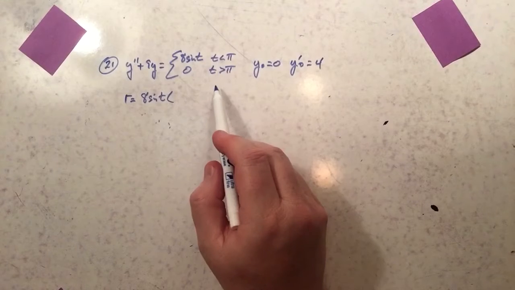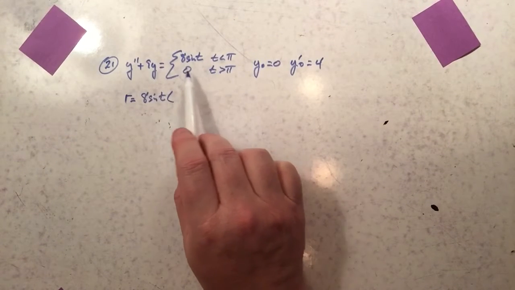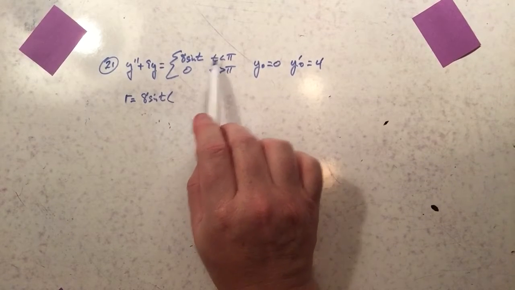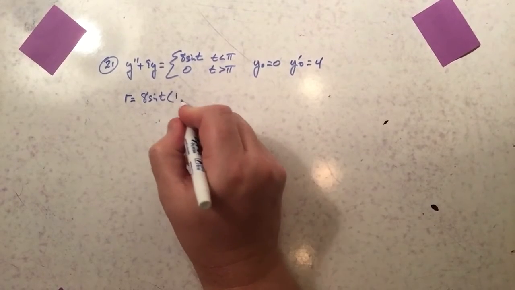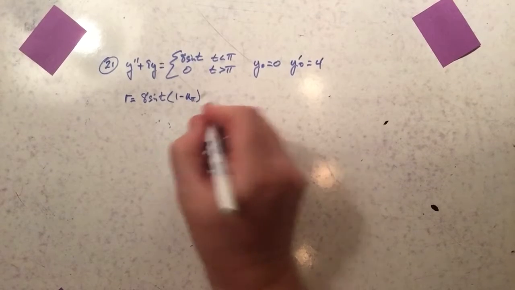I can't multiply it by the Heaviside function itself, because this is the opposite of what it normally does. The Heaviside function starts at 0, and then at pi it switches to 1. And of course, I want the function to exist up until pi and switch to 0 afterwards. So here's what we do. 1 minus the Heaviside function at pi, and that'll take care of it.